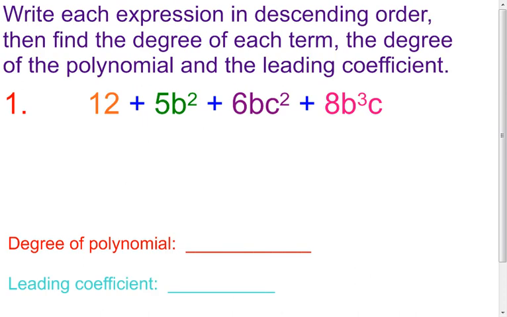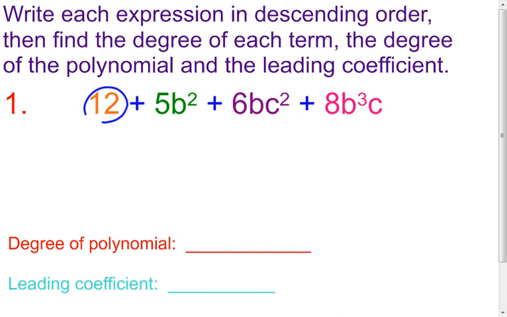Okay, so first of all, I want to write each expression in descending order. That means largest exponent to smallest exponent, which is sort of the mathematically polite way to write things. We typically try to write them from highest exponent to smaller exponent, okay? So I'm going to look at each term and figure out what each term's degree is.